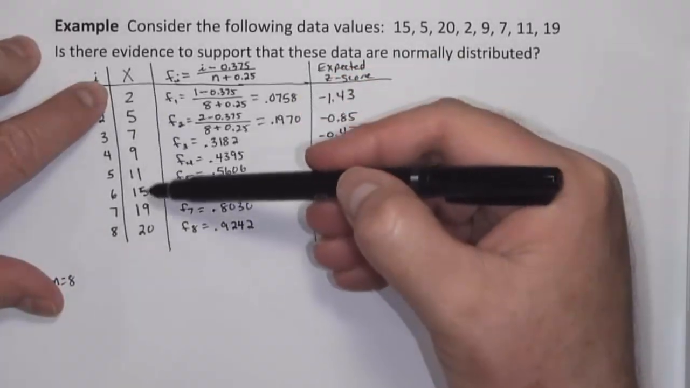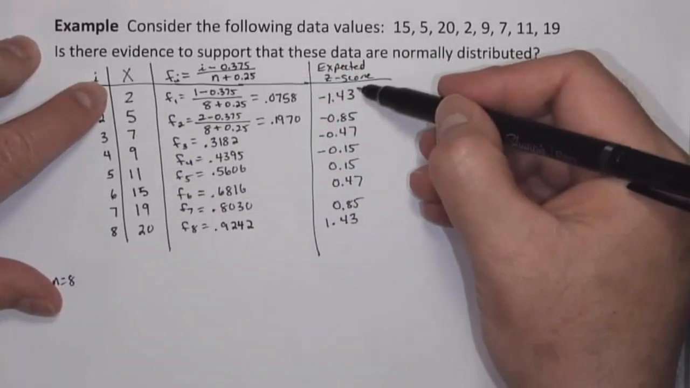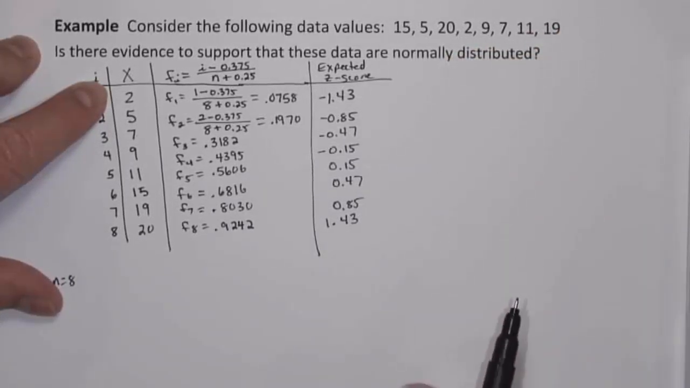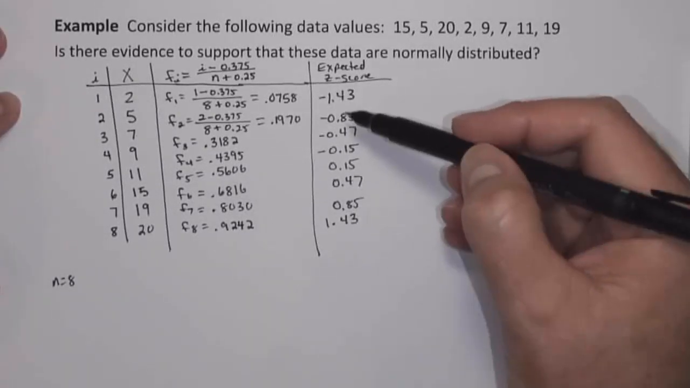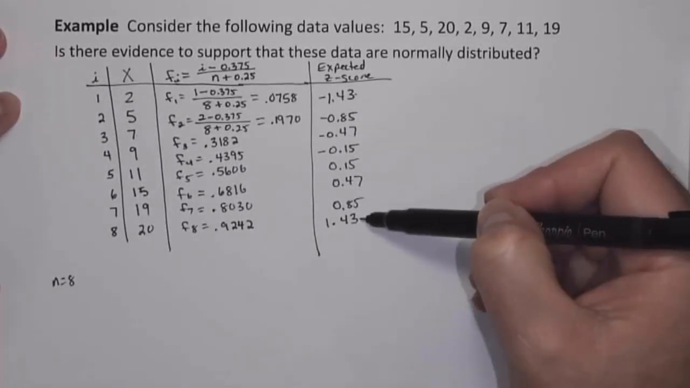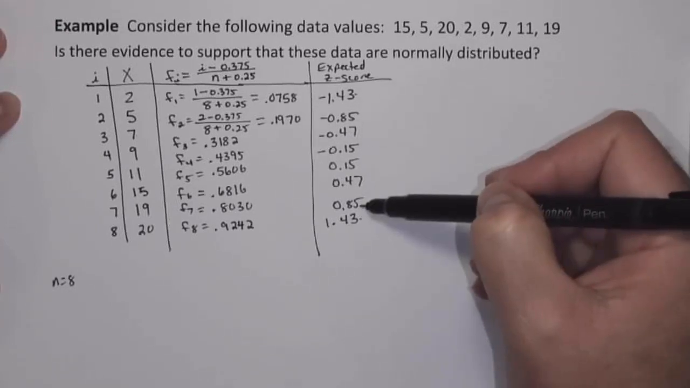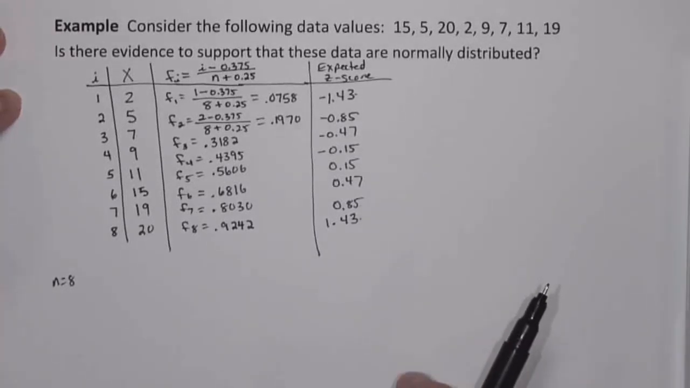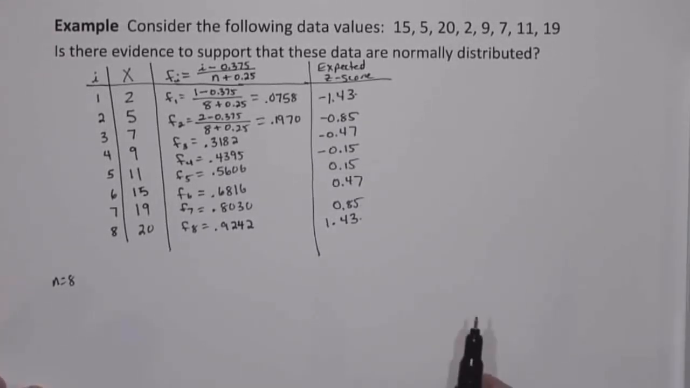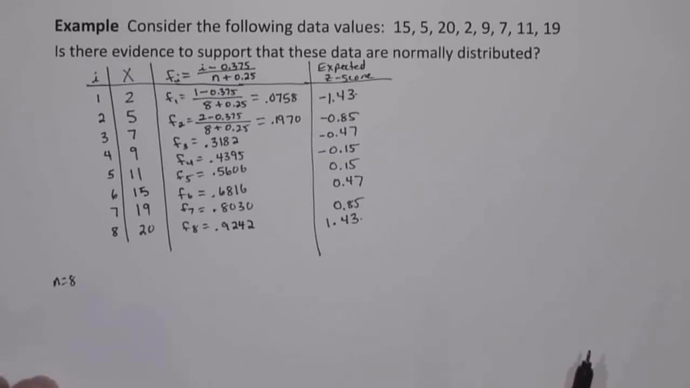So we have our actual data values that were here, and we have the expected z-scores if these data come from a normal distribution. Notice the symmetry of the z-scores. So negative 1.43, positive 1.43, negative 0.85, positive 0.85, and so on. That will always happen for the expected z-scores. Okay, we should always have that kind of symmetry. Now, next we want to create the normal probability plot. So I'm going to do that on a separate sheet.